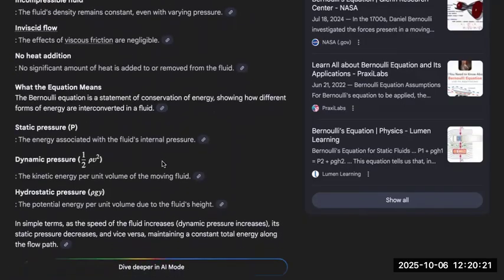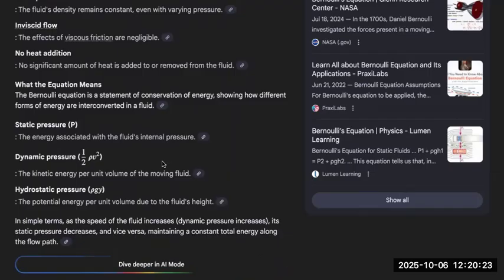What the equation means. The Bernoulli equation is a statement of conservation of energy showing how different forms of energy are interconverted in a fluid. Static pressure P is the energy associated with the fluid's internal pressure. Dynamic pressure is 1/2 rho v squared, which is the kinetic energy per unit volume of the moving fluid. Hydrostatic pressure is rho gy, which is the potential energy per unit volume due to the fluid's height.